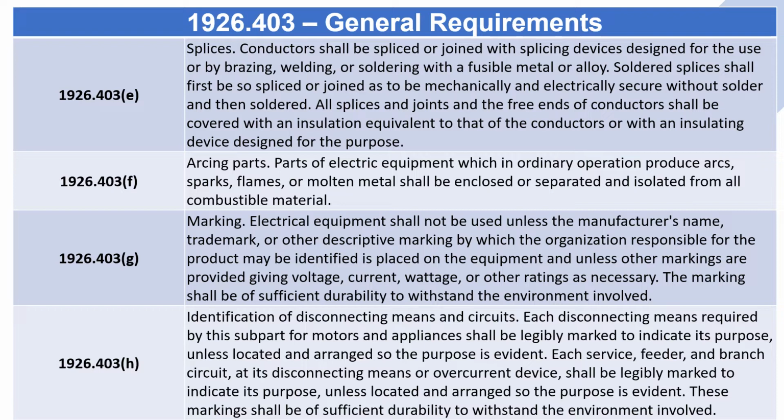1926.403(h) Identification of disconnecting means and circuits. Each disconnecting means required by this subpart for motors and appliances shall be legibly marked to indicate its purpose, unless located and arranged so the purpose is evident. Each service, feeder, and branch circuit, at its disconnecting means or overcurrent device, shall be legibly marked to indicate its purpose, unless located and arranged so the purpose is evident. These markings shall be of sufficient durability to withstand the environment involved.